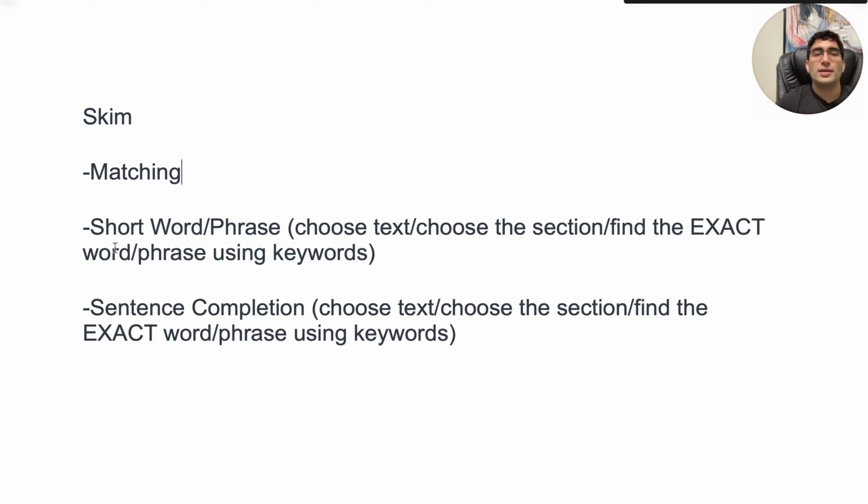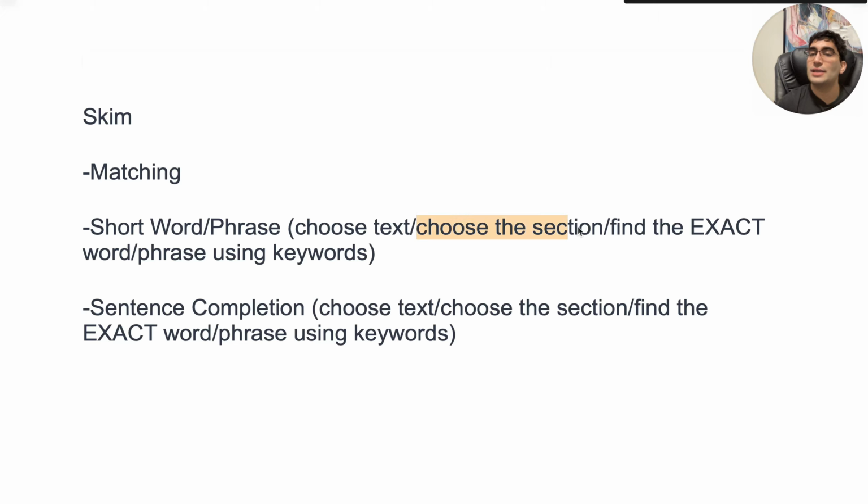Okay? Then come these short word or phrases that you have to put, or sentence completion, where you also basically put a short phrase or word or words to complete the sentence. In both of these cases, the strategy is the same. It's breaking down into three main parts. You start by choosing the text. So depending on the sentence, and we're going to look at some samples later, you look at the text. Is it A, B, C, D? Which one is correct based on the sentence being said? You pick the text first, and this is again going to come from your skill from skimming.